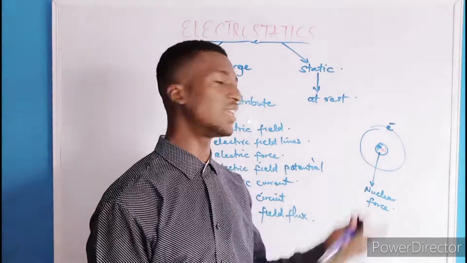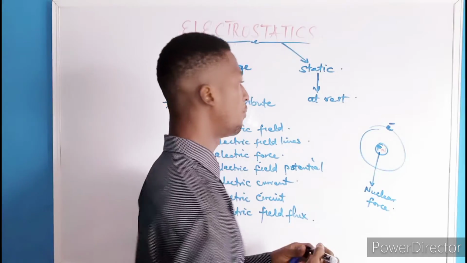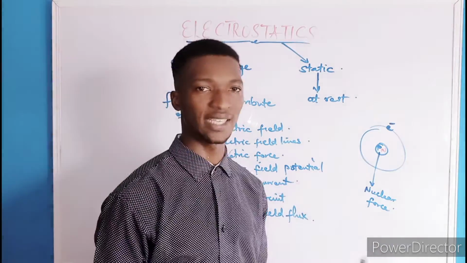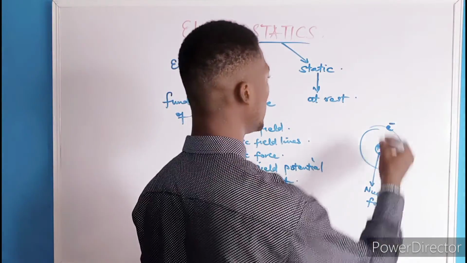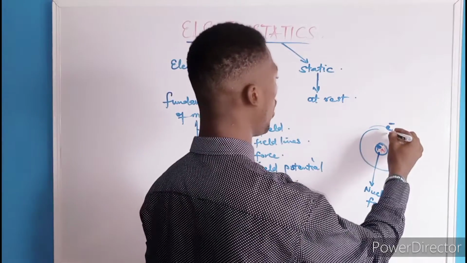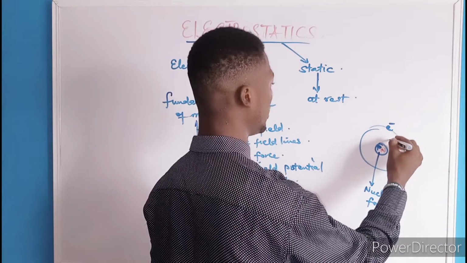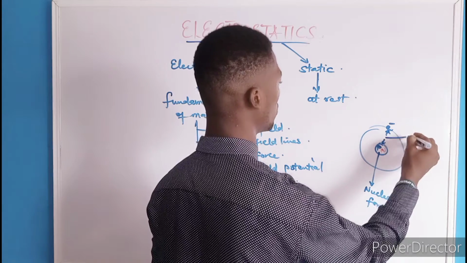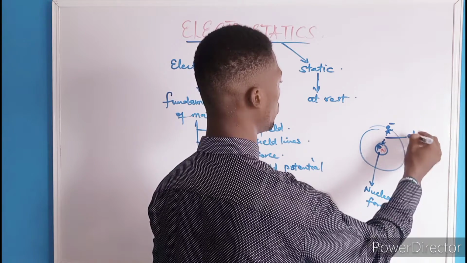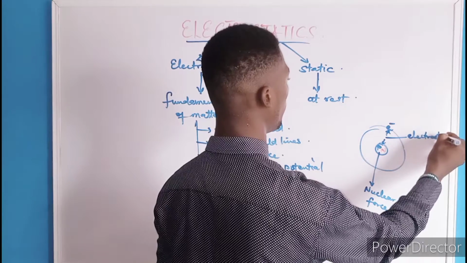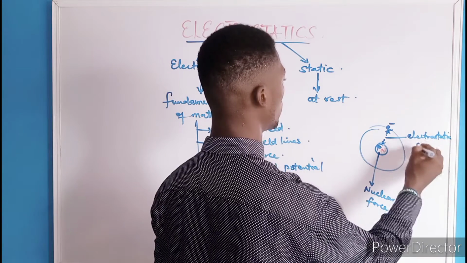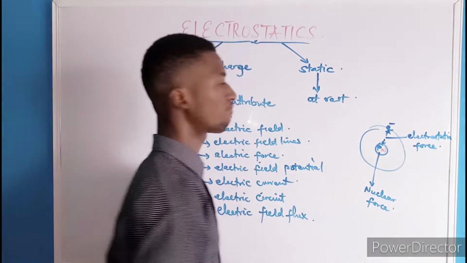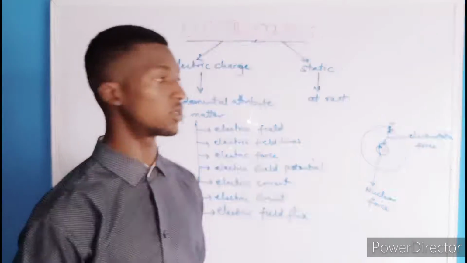However, when we consider the protons and the electrons, they are attracted together by what we refer to as the electrostatic force. So what exists between the protons and electrons is called the electrostatic force.